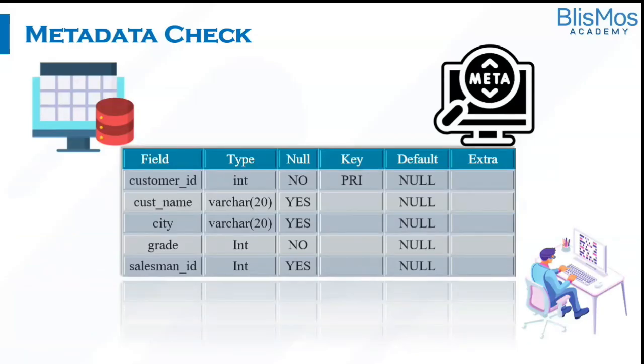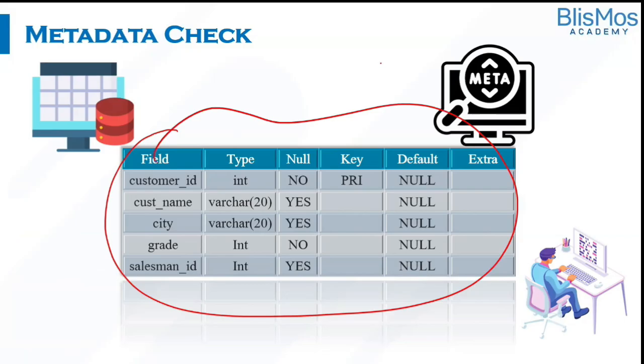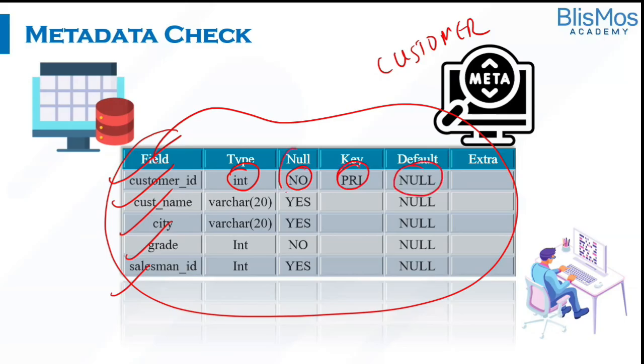In metadata check, this is one example of metadata. This is the metadata of a table called customer. For a customer, we have customer ID as a field, which is nothing but a column name, customer name, city, grade, and sales. Customer ID happens to be of integer type and no null values are allowed here, and this happens to be a primary key. By default, null values are allowed, but here we are saying no null values allowed. It is a kind of constraint. In a similar way, for each of the fields, for each of the columns, data type is specified and constraints are specified. That is what we have to check.